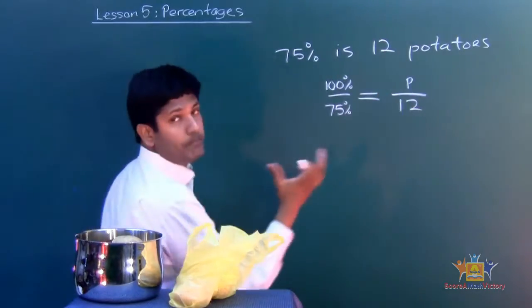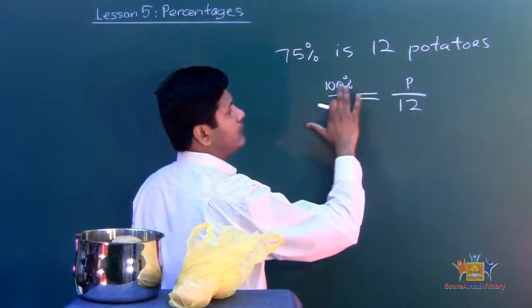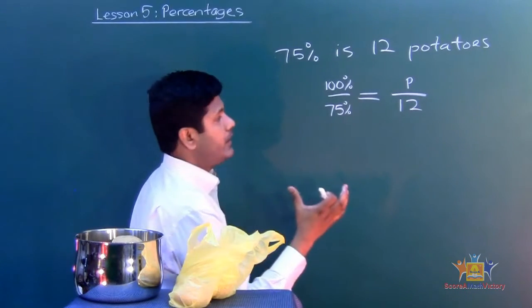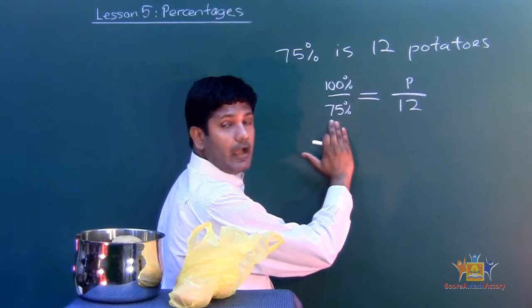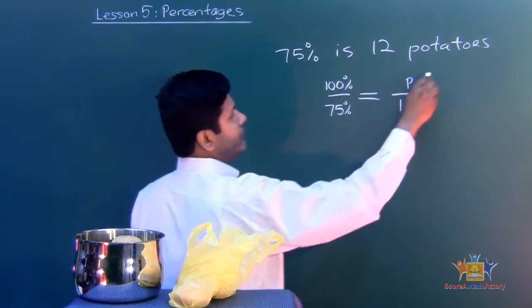All right, because we're looking for P, the one unknown always put on the top. So parallel to that, what would that be? 100%, which is the total. We're looking for the total potatoes. But we are told 75% potatoes, how many potatoes? 12 potatoes. So 75% is 12 potatoes. Okay, so we're looking for P.